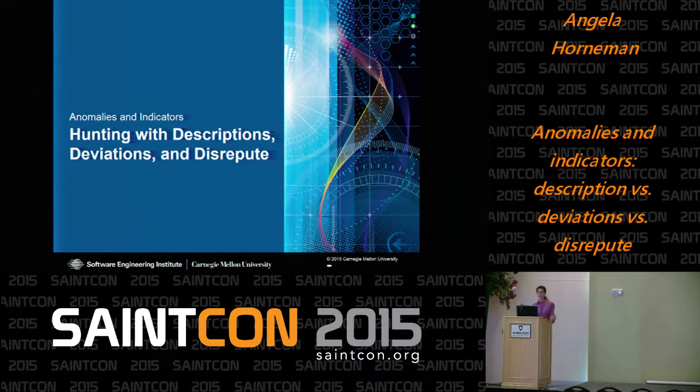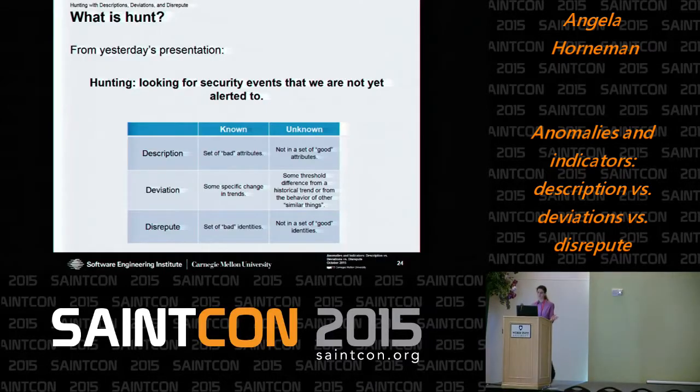So how does this actually play into hunting? Well, obviously this wasn't in yesterday's presentation, but when we hunt, we want to look for security events that we're not yet alerted to. So we need to think of the events that we want to find. Once we've done that, we can identify the actions that would occur, identify actions that are least likely to be legitimate, and then build some sort of definition for each of those actions. Each of those definitions would be one of these six types.